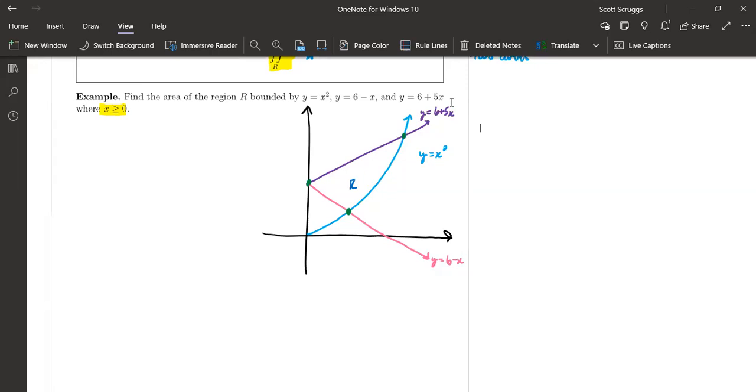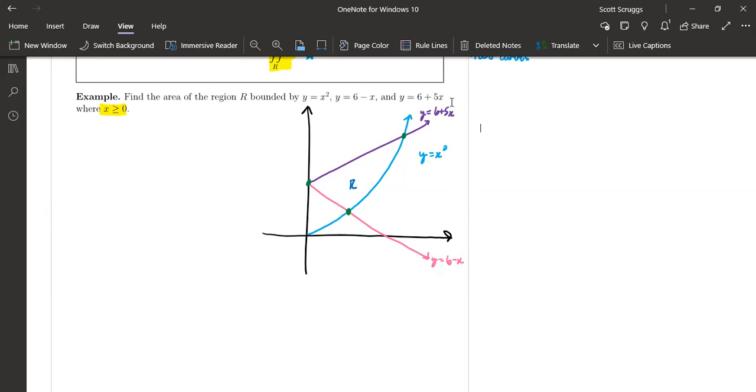First thing I want to note, for the two lines 6 plus 5x and 6 minus x, if you set those equal together, you will quickly get that they intersect only if x equals 0. And if you want to see that, let's go ahead and illustrate that now.